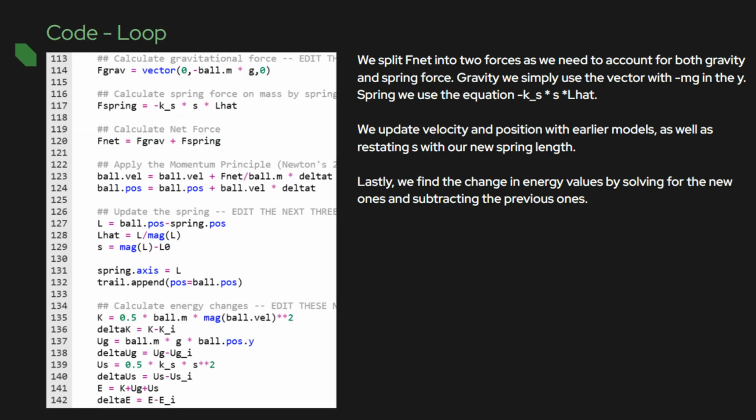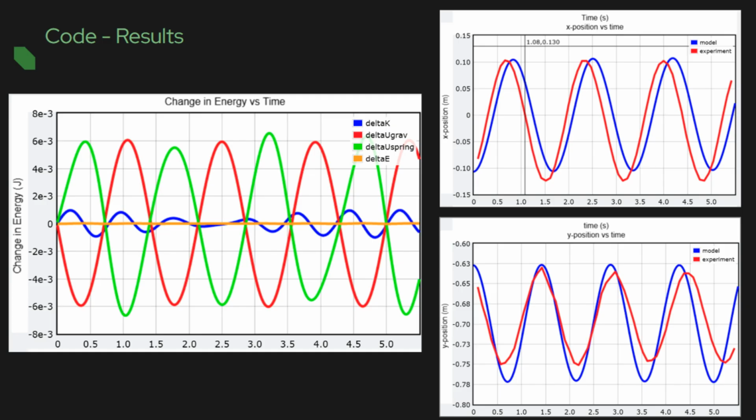Next is the loop. First off, we split F net into two forces, gravity and spring, where gravity is negative mg in y, and spring is negative ks times S times L hat. Then we update velocity and position with earlier models, and lastly, we update the energy values to solve for delta energy.